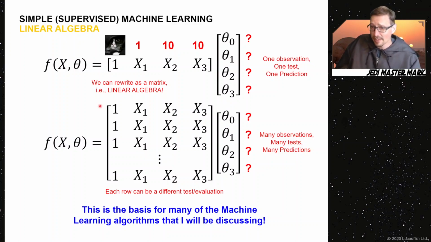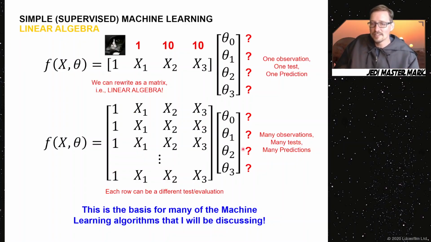Now, you can have a lot of different observations, though. So this matrix would be an example of multiple observations or multiple tests, if you will. And then you can have multiple different inputs. So here we just show 3, but there's no reason why this can't be 10 or 100 or 1,000. So this matrix can expand.